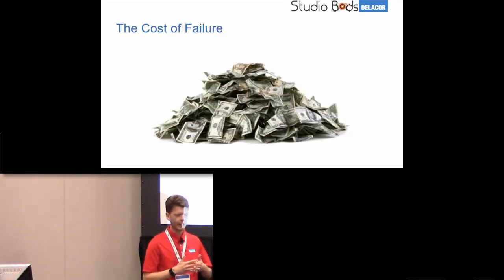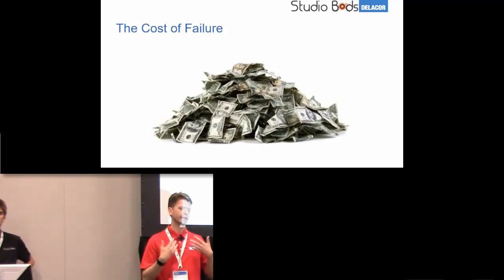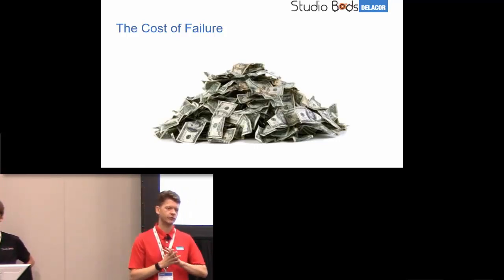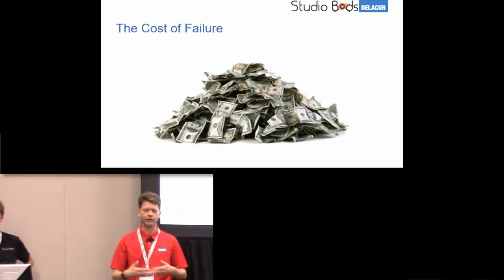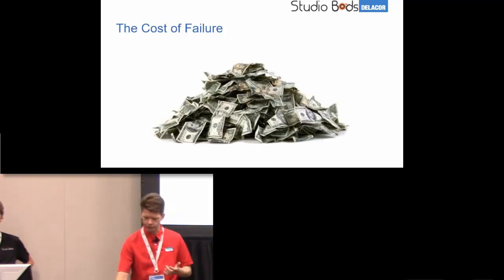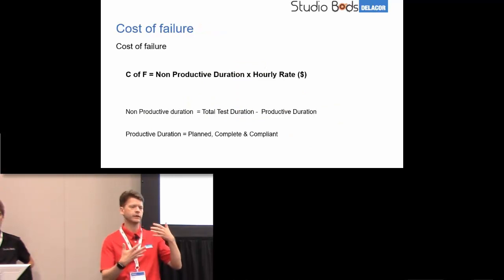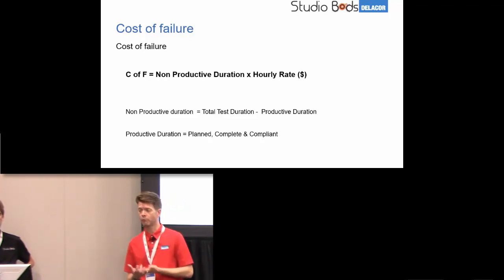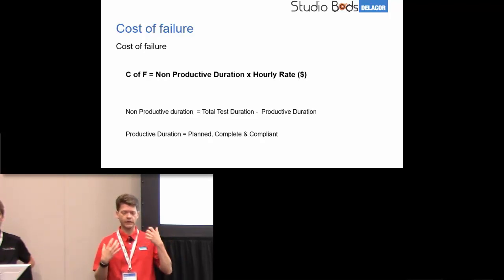The next metric is a little bit more straightforward, the cost of failure. Not very often do I see organizations actually calculate and spread that information out to the people performing the test operations themselves in the manufacturing test area. The cost of failure is simply the cost of non-productive operations being performed multiplied by the hourly rate. So by non-productive, I mean of the total test duration minus productive duration, that's the non-productive time.